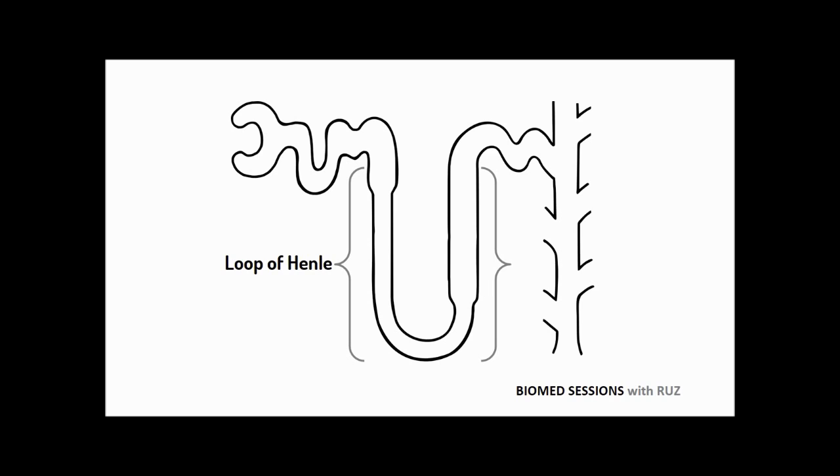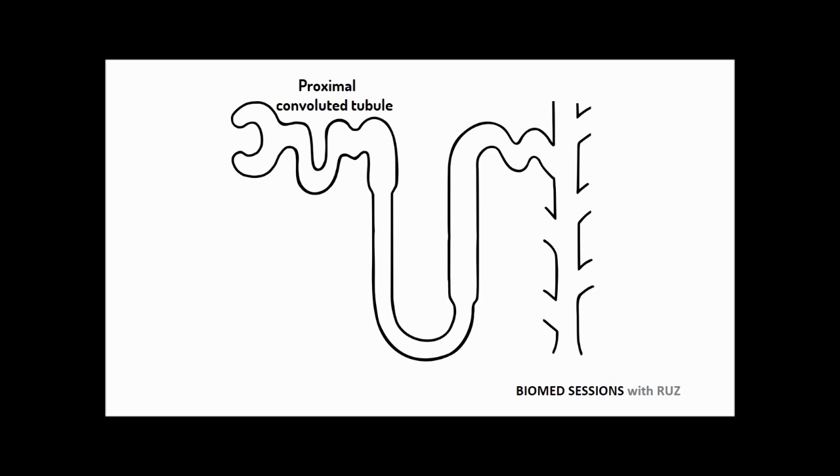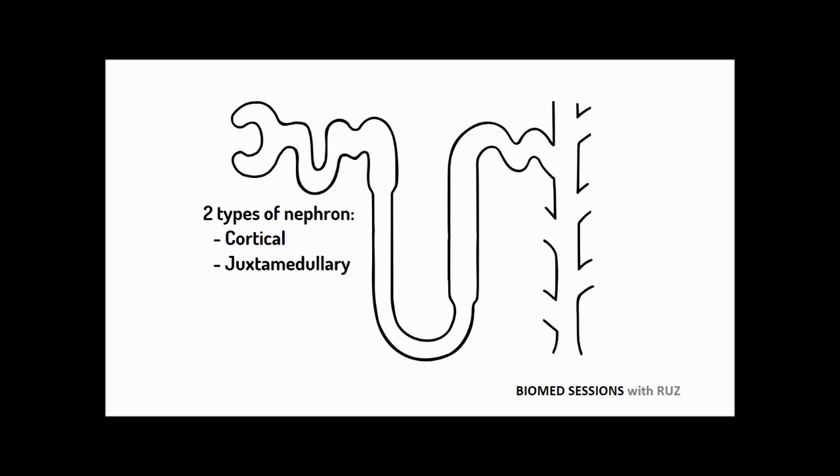Today we're going to be discussing the loop of Henle and the way it helps to concentrate urine in the kidneys. The loop of Henle is found between the proximal convoluted tubule and the distal convoluted tubule in the nephron. There are actually two types of nephron in the kidney, cortical and juxtamedullary. This happens to be a juxtamedullary nephron because of its long loop of Henle and the fact that it dips down into the medulla of the kidney. This type is well suited to the role of helping to concentrate urine.